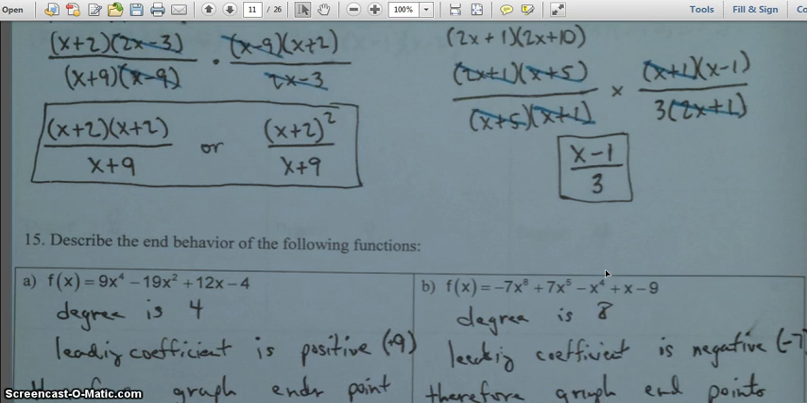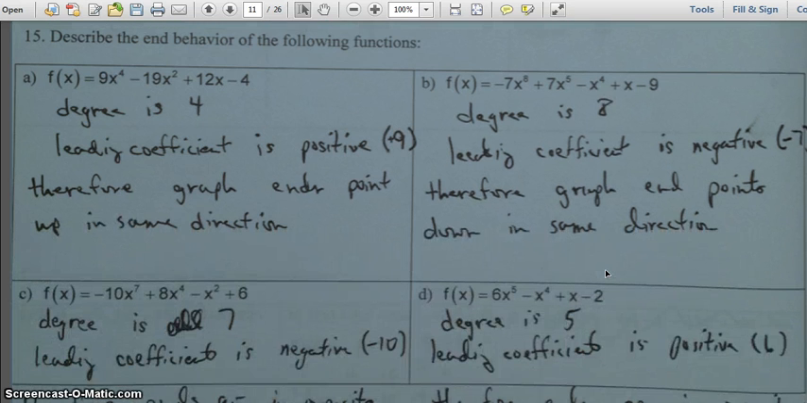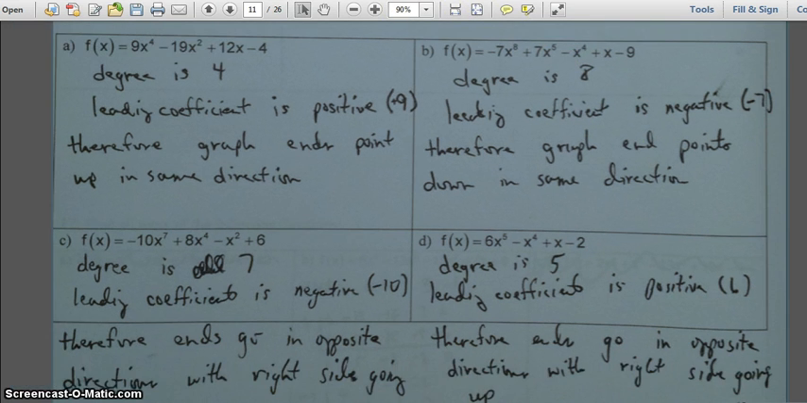Okay, number 15 just asks you about end behavior. I wrote out a lot of good information on the actual answers themselves, so I wanted to go ahead and project the answers and talk you through them there. If the degree is even, meaning the highest exponent is even, they're both going to point in the same direction. If the degree is odd, then they're going to point in opposite directions.